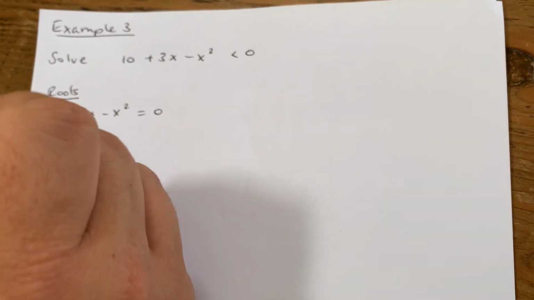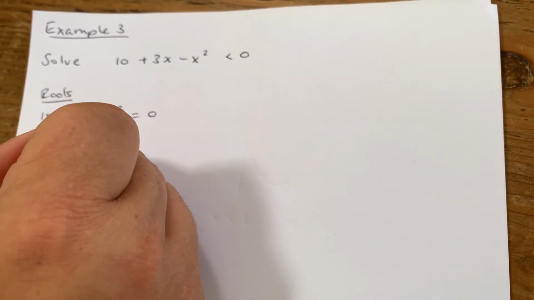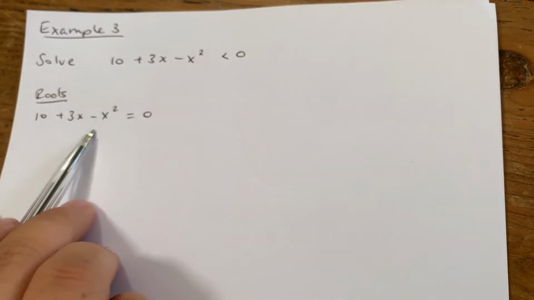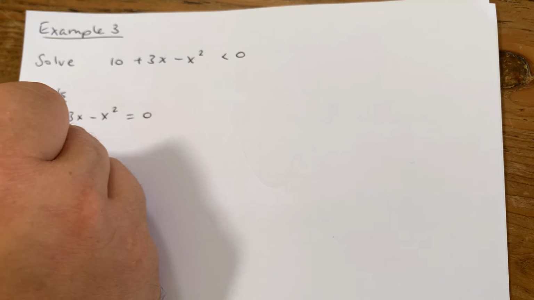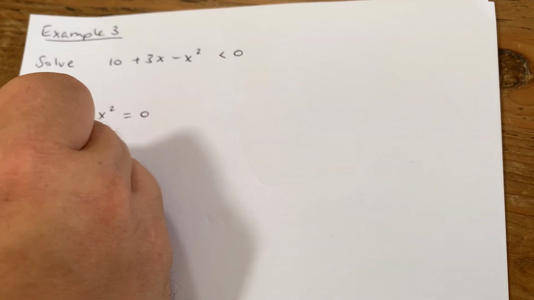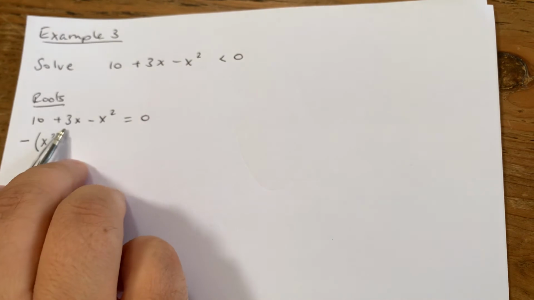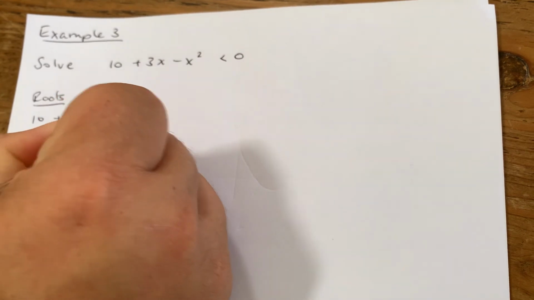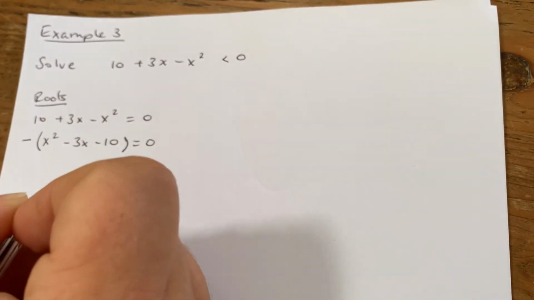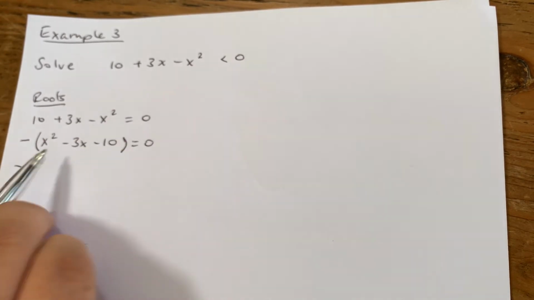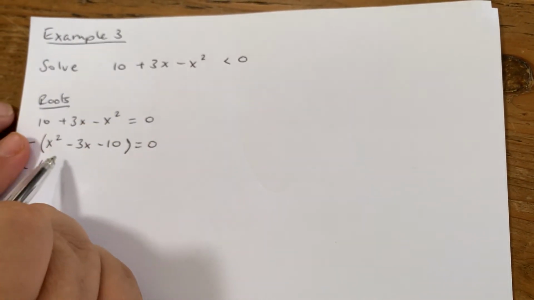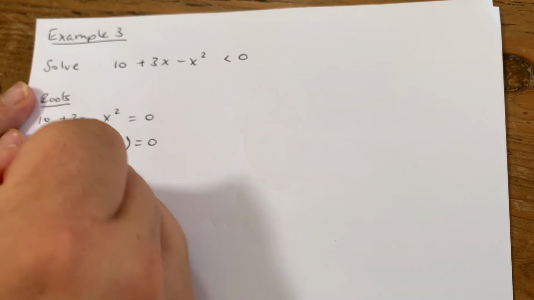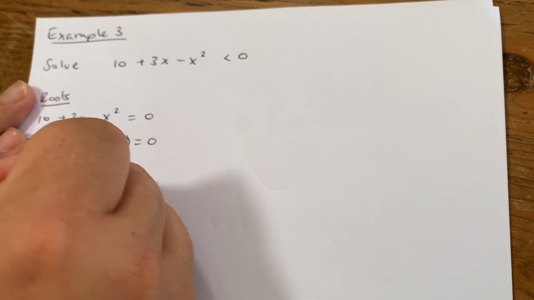I personally would factorize it by taking a common factor of minus 1 from everything to start us off, because then the x squared is easier to factorize. So I take a common factor of minus 1, I get minus, then I get x squared, and taking a common factor of minus 1 just changes the signs in front of the other terms. So minus 3x minus 10 equals 0, and then I can go on and factorize that, ignoring the fact there's a minus in there. So x squared minus 3x minus 10 becomes x minus 5, x plus 2.